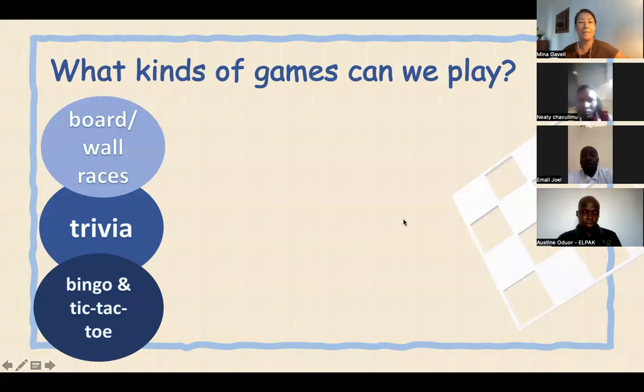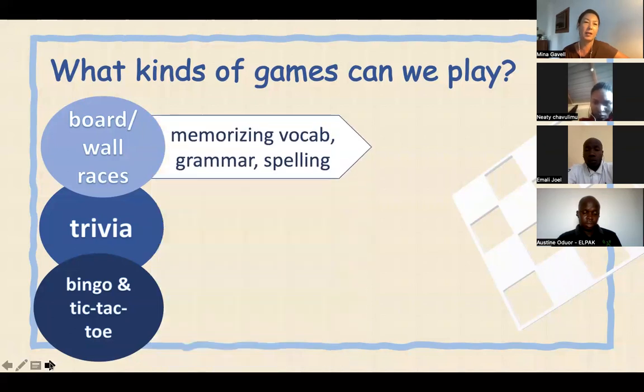All right, so we have many different kinds of games, and these are not all of the games, but they're some, I think, pretty commonly used ones. So something that I use a lot of are board and wall races. An example of a board or wall race would be, actually, let's see if we can do this. Well, I'll save it for later.